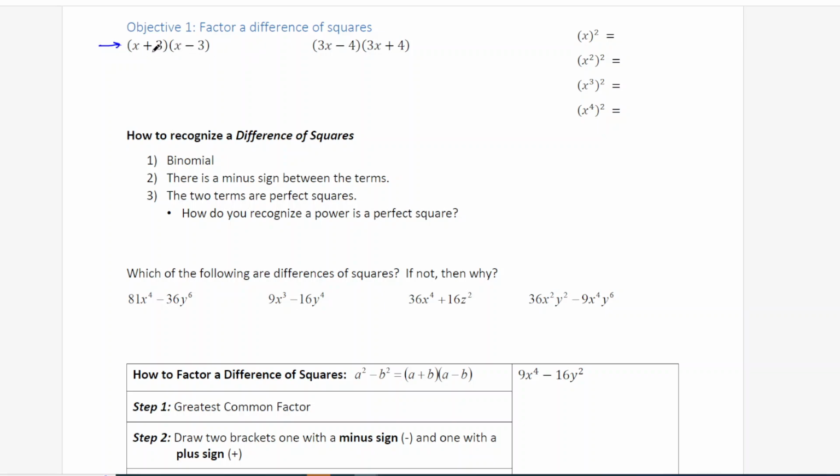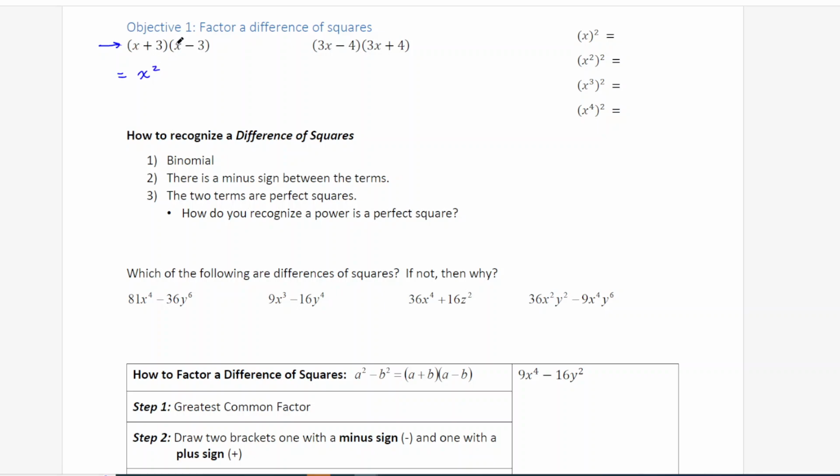And what you'll notice is that it's two brackets that are identical but with different signs. So x plus 3, x minus 3, 3x minus 4, 3x plus 4. And what we have to do is figure out what the question is going to be that gives me these factored answers that are the same brackets with different signs. So let's multiply them out.